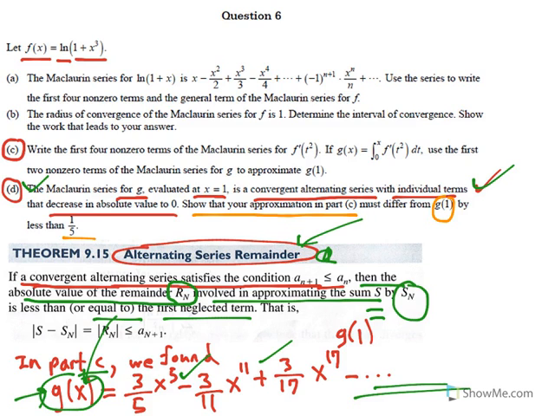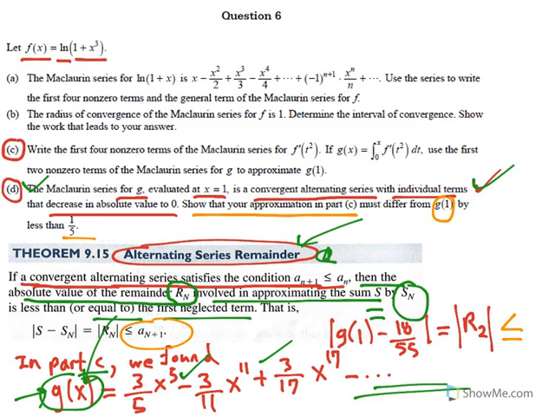And the difference between that and the second partial sum approximation that we found in part C, which we can write as the value 18 over 55, the absolute value of that difference, called the second remainder, according to this theorem, has to be less than or equal to the first neglected term.